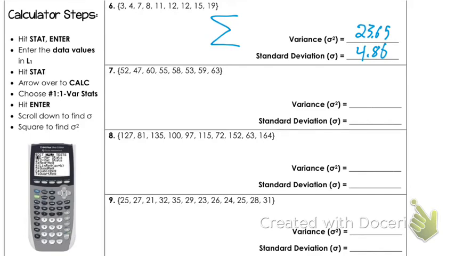Remember, when you're done typing, go down to the next X and hit data. If you need help on this at all, please let me know. All right, so what you should end up getting is your standard deviation to be 4.81. If you did not get that, we need to fix that issue right now, okay?